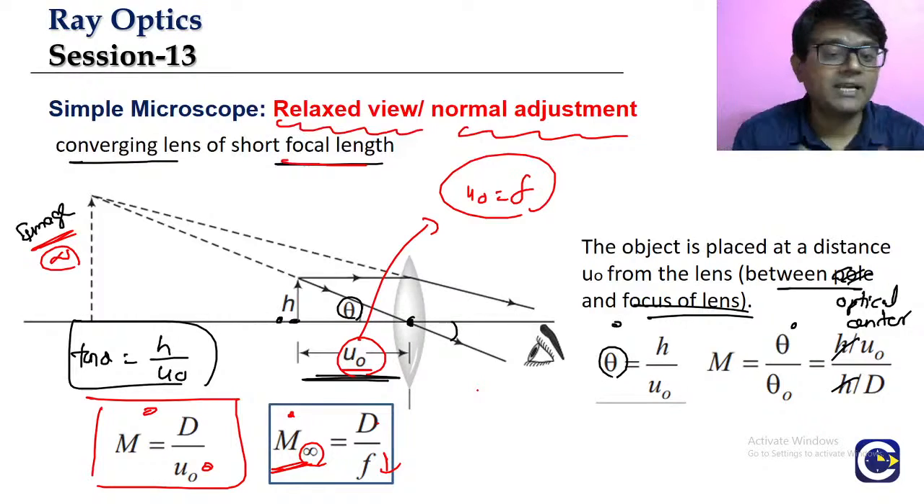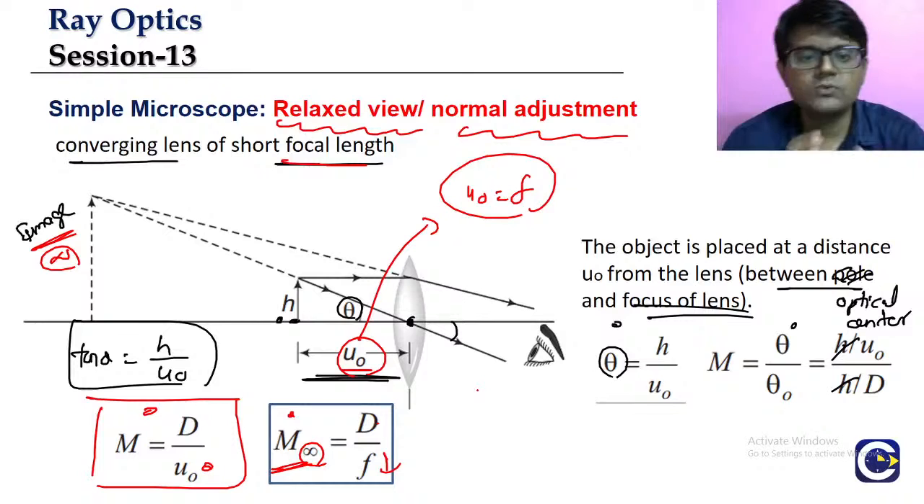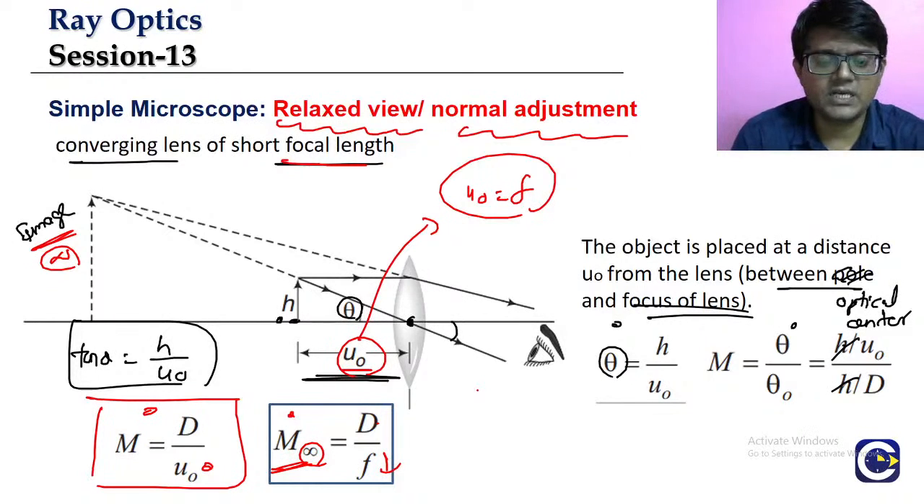Okay, but it's not like we can keep on decreasing the focal length, because there will be other effects that will come into the picture. Remember the aberrations. If we keep on decreasing the focal length, we'll start getting aberrations. Generally for a simple microscope, if you are getting a magnifying power of around 3 to 4, that's a good magnification, because if you go beyond that you'll start getting aberrations.